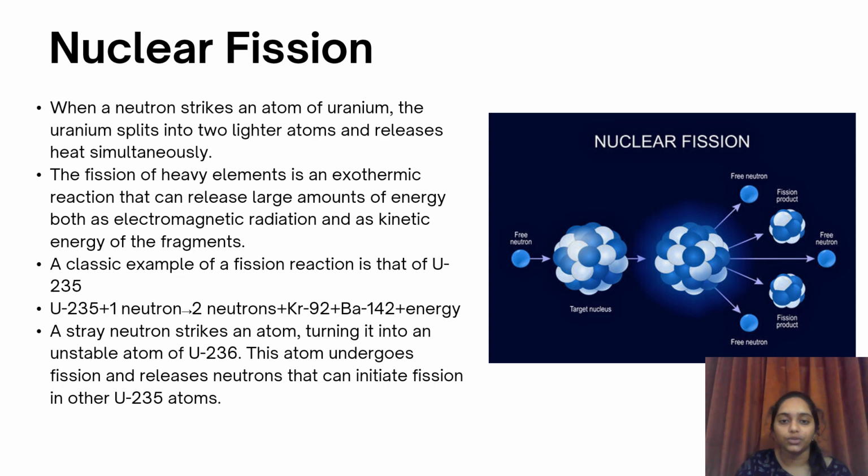Sometimes a stray neutron can hit a uranium-235 atom and cause it to become unstable. This atom will then undergo fission and release more such neutrons, which can in turn initiate fission in other uranium-235 atoms.